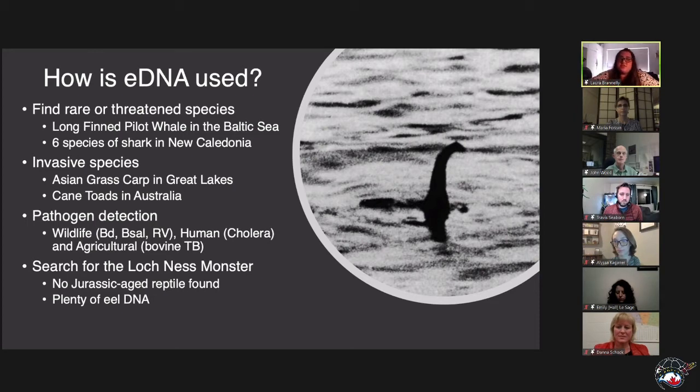It has been used pretty widely in pathogen detection for wildlife pathogens, human pathogens, and agricultural pathogens. It's a really important tool for that. One of my favorite examples, because it's pretty silly, is that it's been used for looking for the Loch Ness Monster. Loads of water samples were taken from Loch Ness, and unfortunately no Jurassic Age reptile was found, but there was plenty of eel DNA. So maybe we solved that mystery.